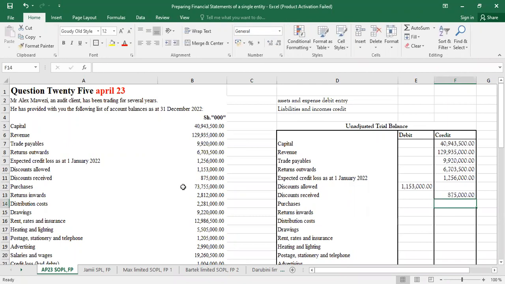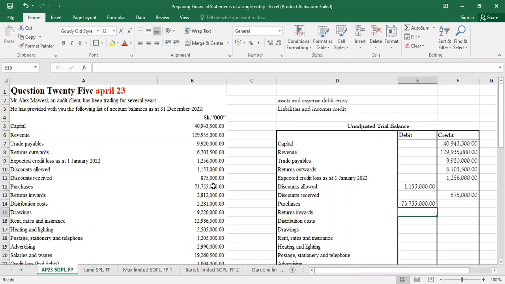Then we have purchases, isn't it? So purchases are more like expenses, isn't it? We are buying out. So purchases have a debit. Then we go to return inwards, isn't it? We sold some goods, isn't it? And they are being returned inwards, isn't it? So it's like we are increasing our purchases. So that one will have a debit entry, isn't it? So equal sign.